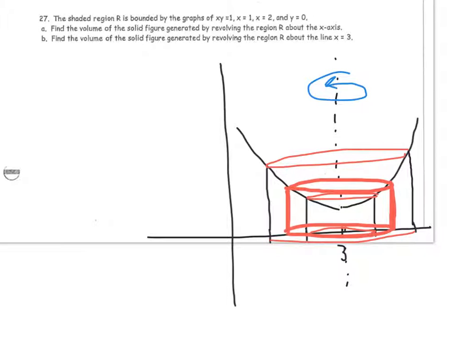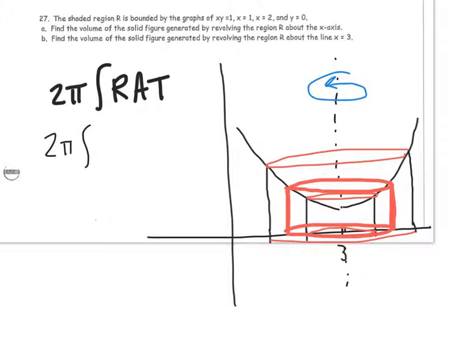So there is a representative shell, 2 pi r h. Here's my little formula: 2 pi, the radius, it's along the x-axis, is going to be 3 minus x. The right minus the left is going to be 3 minus x. The altitude is going to be the top function minus the bottom, which is 1 over x. And this is in a dx situation. I probably should have written that first. And we are adding up these shells from 1 to 2 along the x-axis.